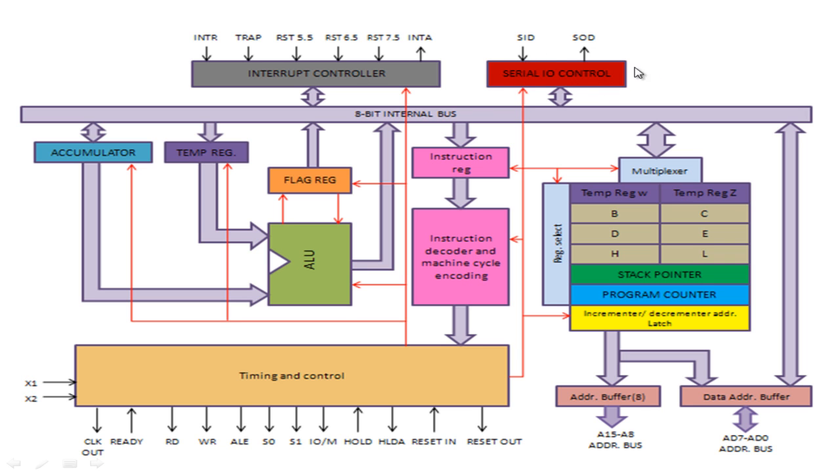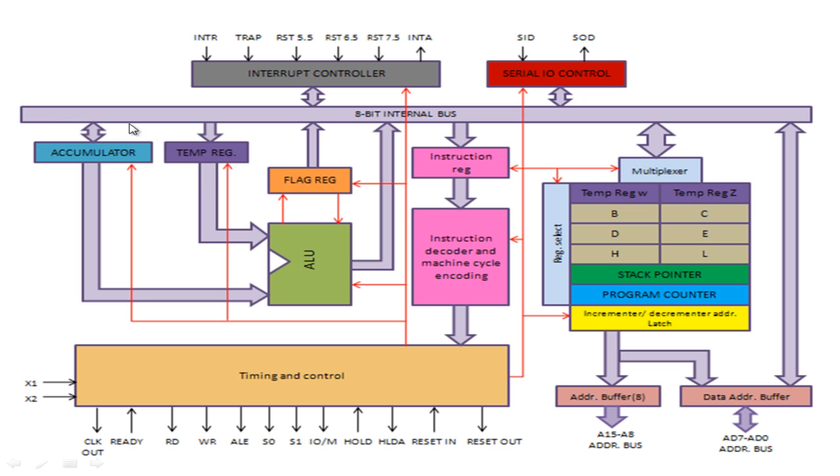What is the meaning of serial input output control? Serial input output control means transferring data serially, input to the microprocessor or output from the microprocessor. If this happens, then serial input output control is used to control the serial input data, or serial receiving of the data to 8085, and if we have to transfer some data serially out, then serial input output control is used to control the serial transmission of data to other peripherals or other devices.